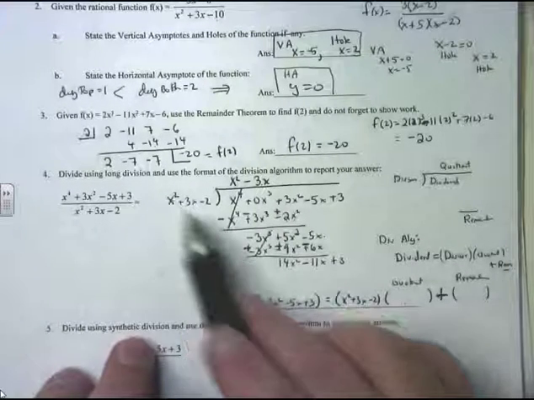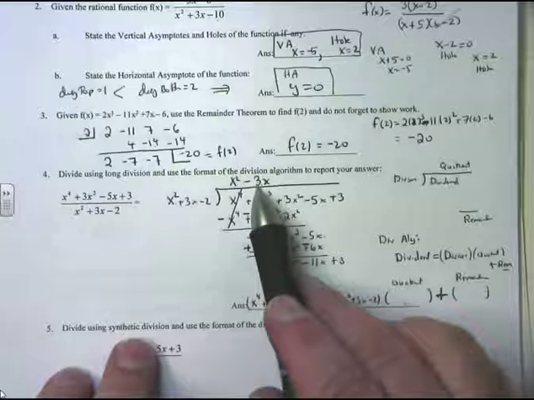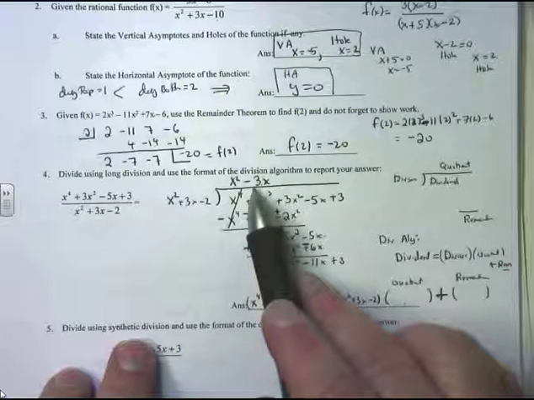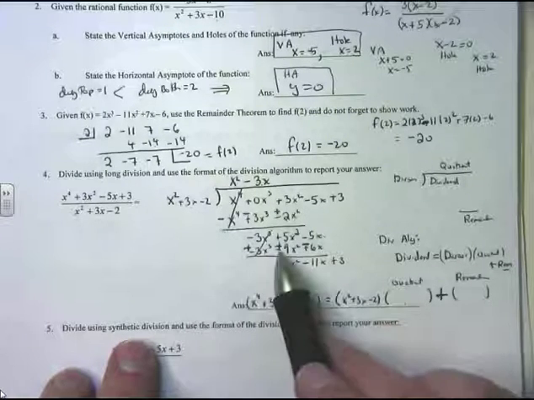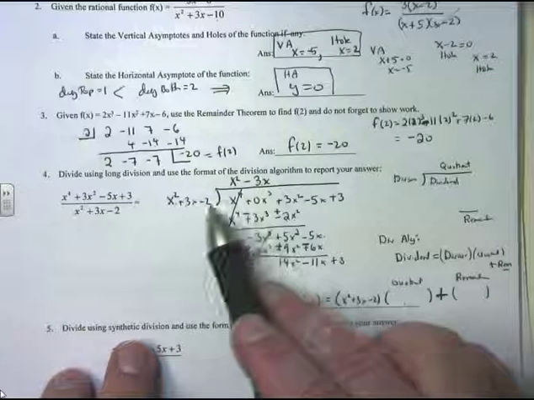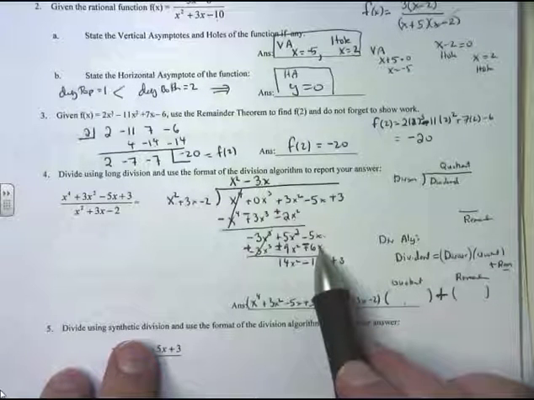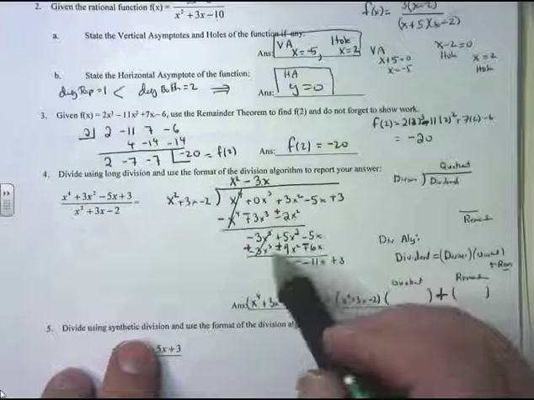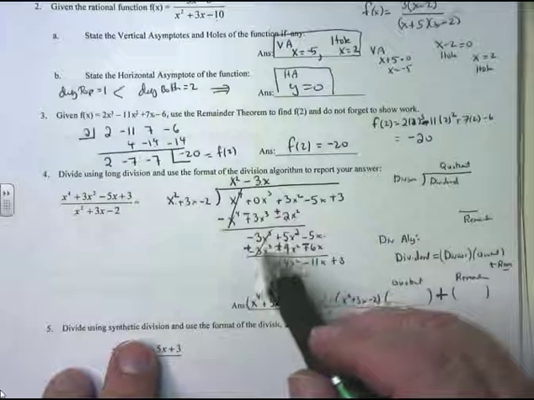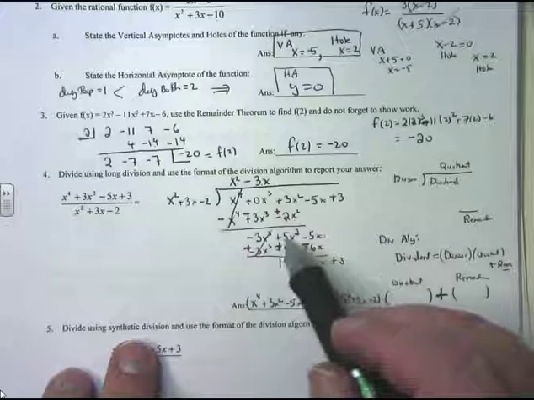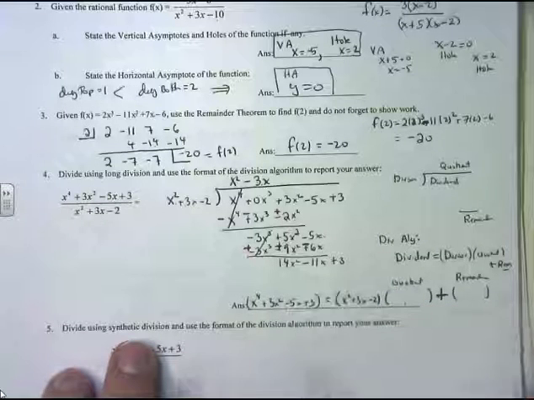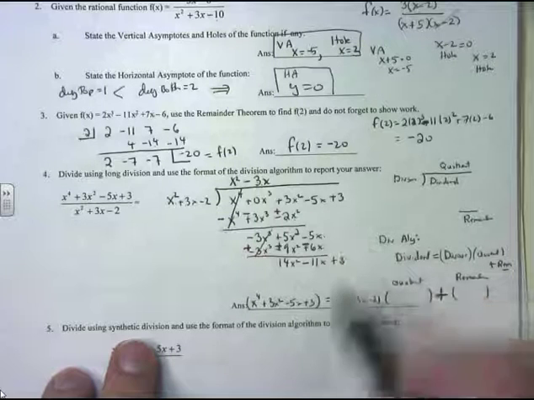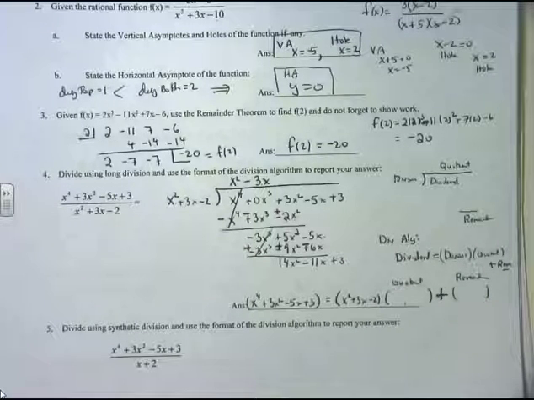What times x squared is negative 3x cubed? I need to multiply by negative 3x. Negative 3x times x squared is negative 3x cubed. Negative 3x times a positive 3x is a minus 9x squared. And a negative 3x times a negative 2 is a plus 6x. But then I have to go and subtract, which changes my signs. So this becomes plus, and this one becomes minus. Negative 3x cubed plus 3x cubed cancels. 5x squared plus 9x squared is 14x squared. Minus 5x minus 6x is minus 11x. And then I bring down my next number, plus 3, and play the game one more time.